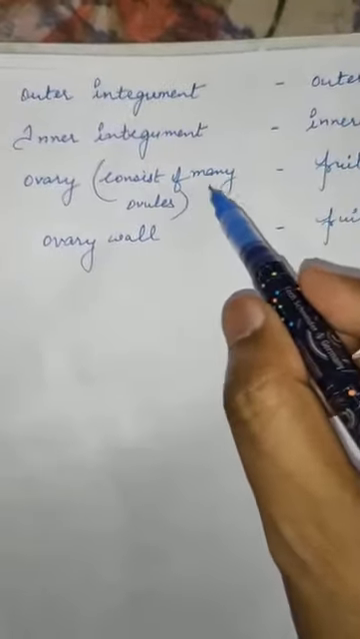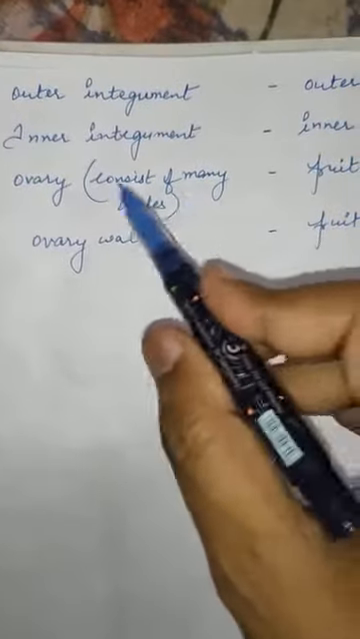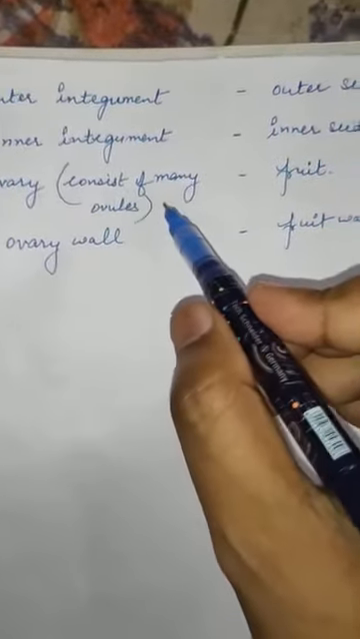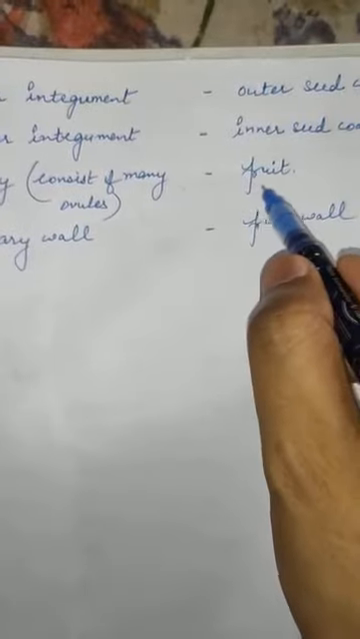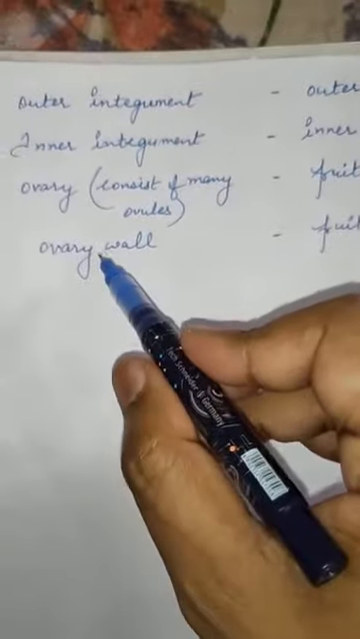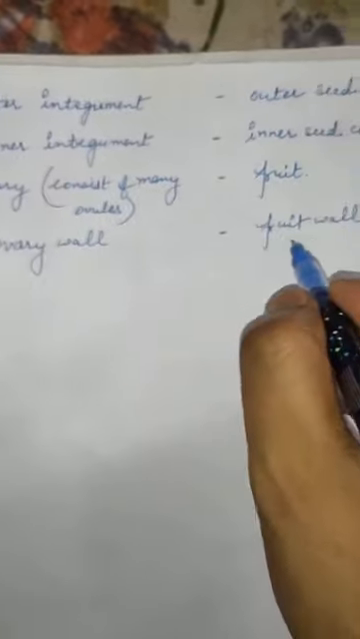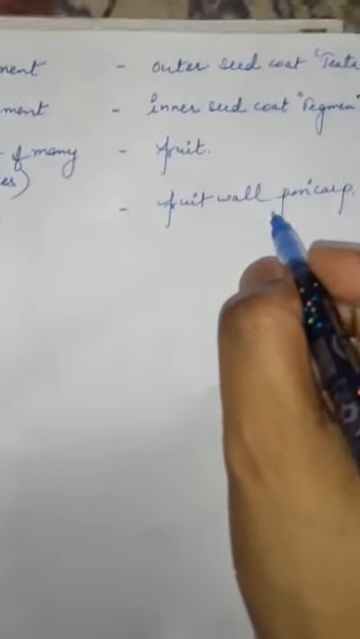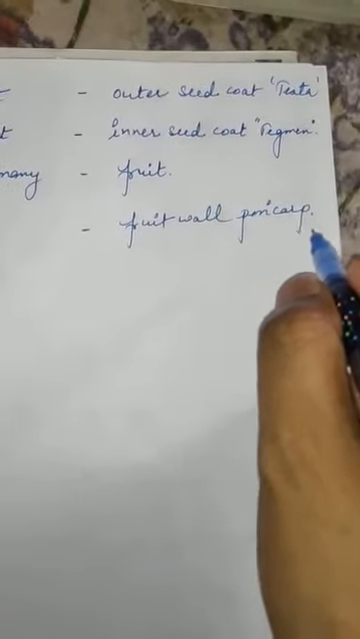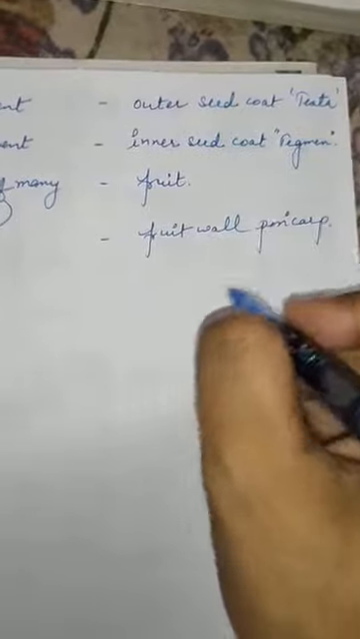The ovary consists of many ovules, and it will form the fruit, right? The ovary will form the fruit, and the ovary wall will convert into the fruit wall, which is called the pericarp, right? So now we are moving to the next topic, that is the seed.